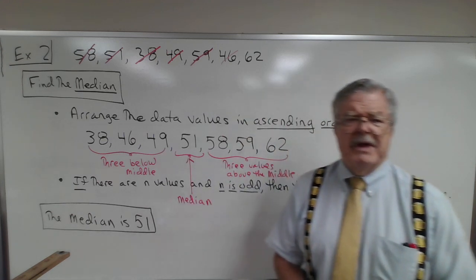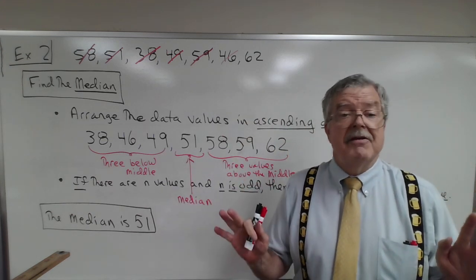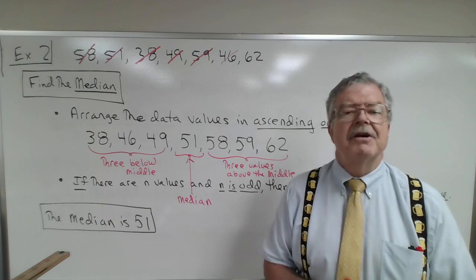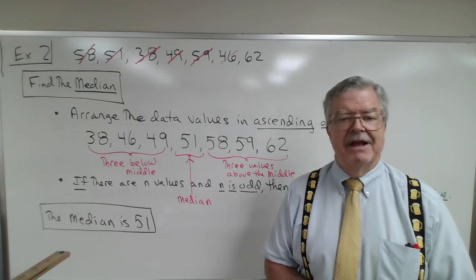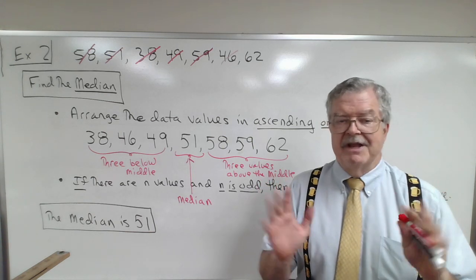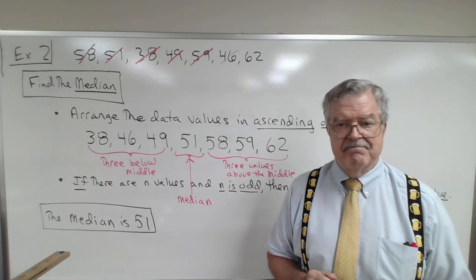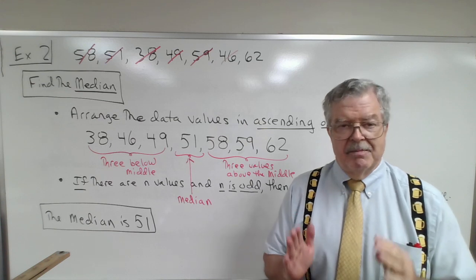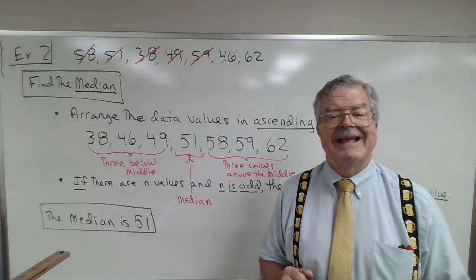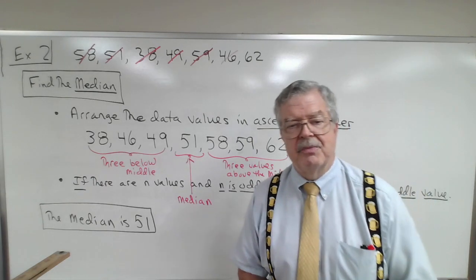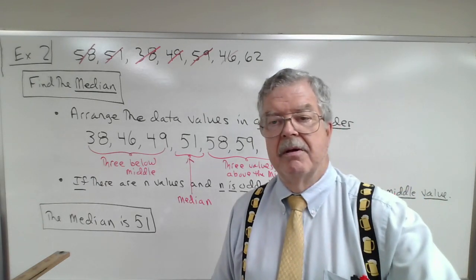Now, what would we have done if we'd had an even number of data values? We're going to wait until the next example before we answer that. In our next example, I promise we'll have an even number of values, and we'll see what we do when we want to compute the median and there are an even number of values. Next on our list, we compute the mode.